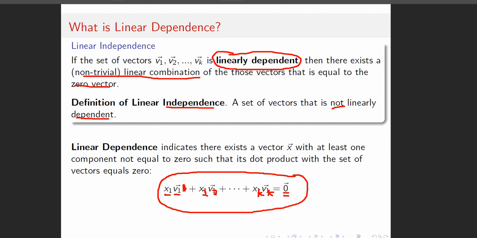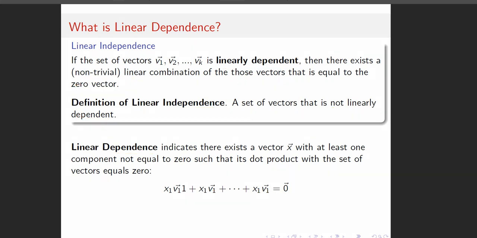I mistyped the equation there. But we're just saying if we take these vector components of x as scalar multiples of the set of vectors, and add them up, is it possible to create such a vector x so that the linear combination equals the zero vector? If there is, they're linearly dependent, as long as this non-trivial bit, what in the world is this non-trivial bit talking about? Well, let's get rid of the ink and jump to the next slide.